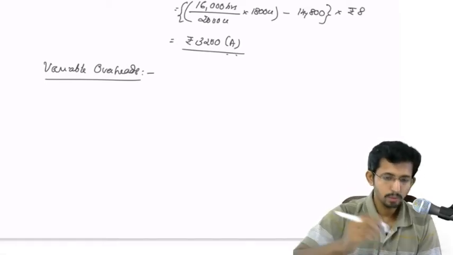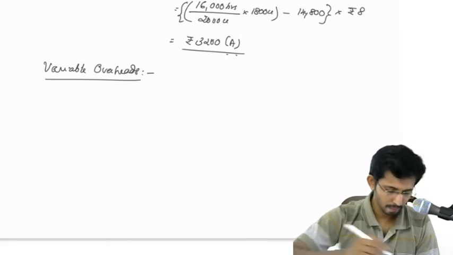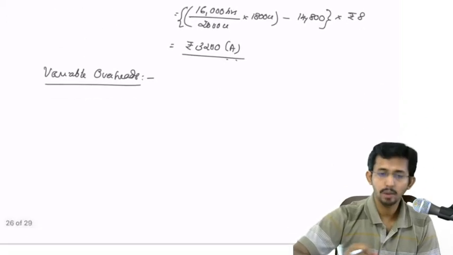Okay, so there were some interruptions in between. We will continue. So we computed up to labor variances.